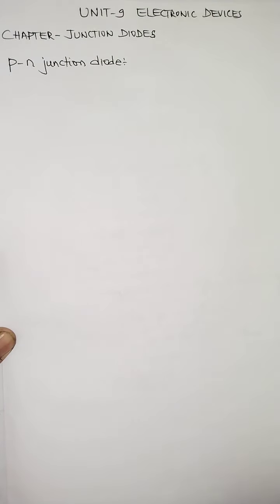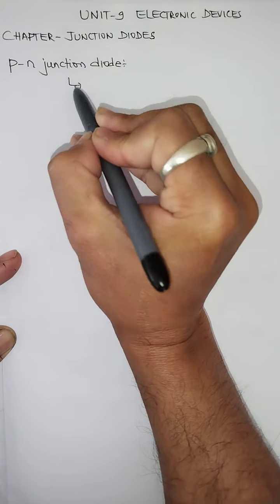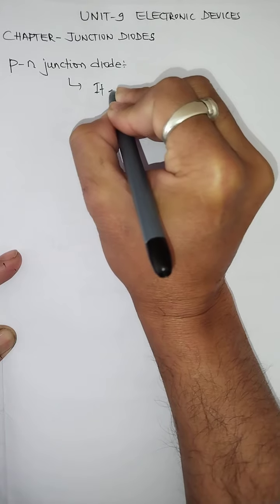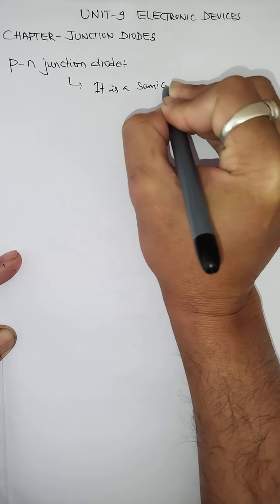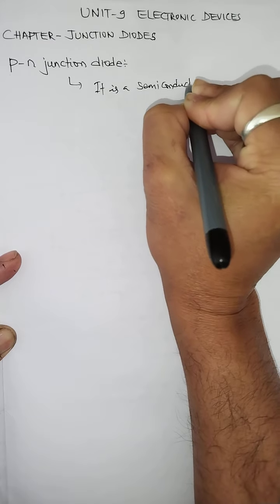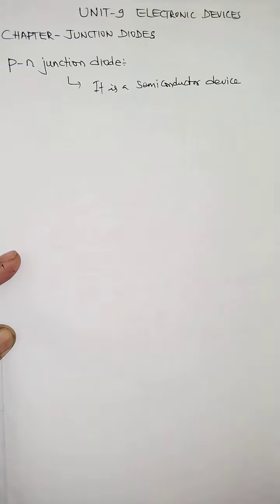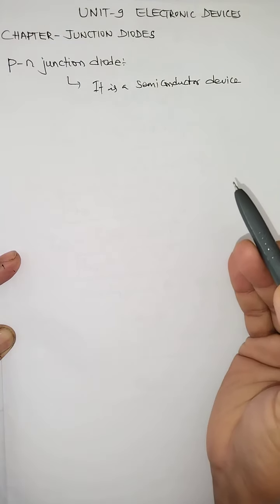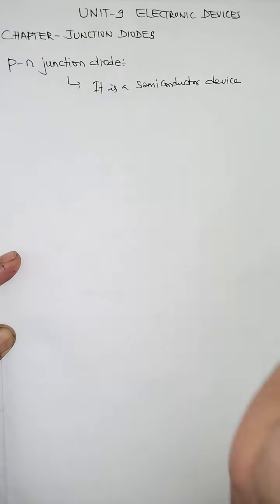PN junction diode. The PN junction diode is actually a device. But what device? A semiconductor device. That means this is a device which is made up of semiconductor. But what type of semiconductor? This device is made up of P-type semiconductor and N-type semiconductor.